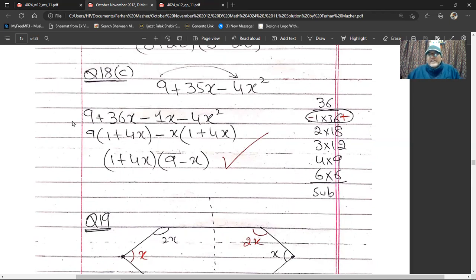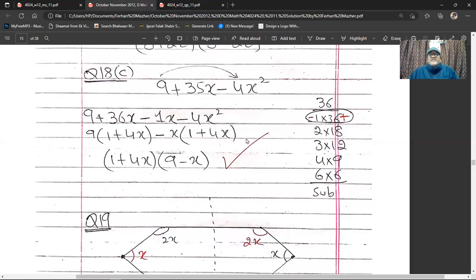So I will do the mid-term breaking. 9 plus 36x minus 1x minus 4x squared. Take 9 common from these first two terms. So in the bracket, you will have 1 plus 4x, bracket close. From these two last terms, I can take minus x common. So you will have 1 plus 4x in the bracket.